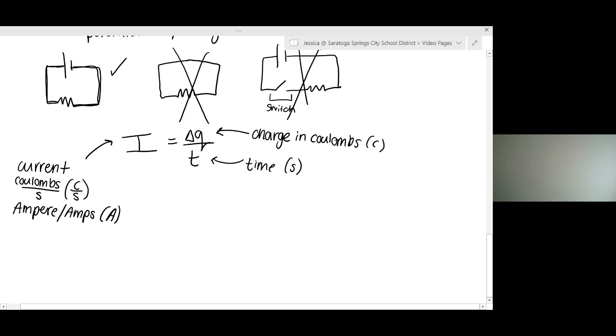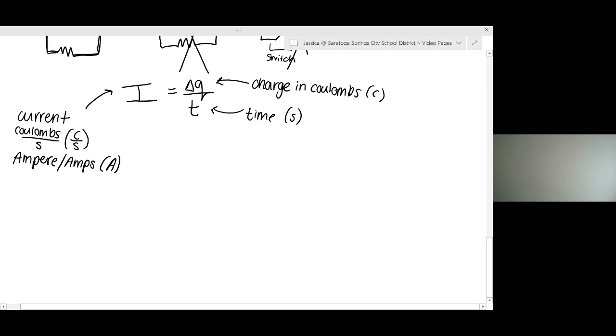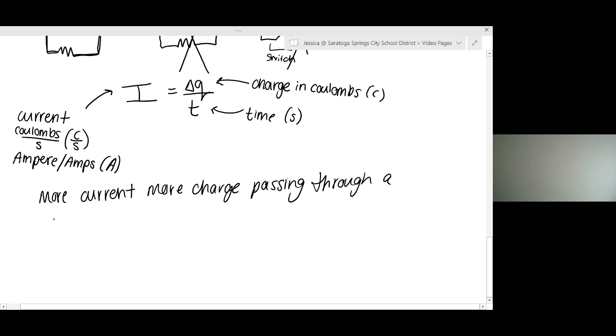Okay. So what this means is that if there's more current, there's more charge passing through a point in any given time.